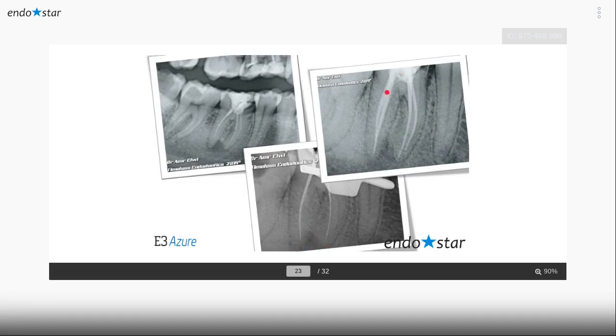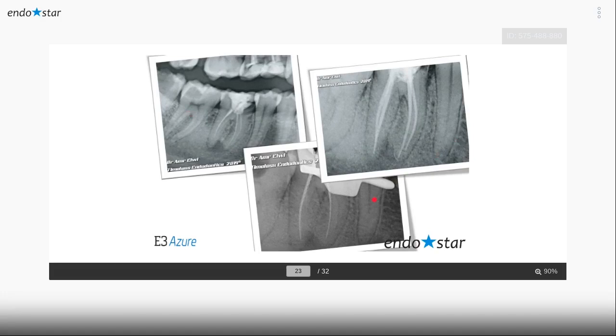So I continued after removing and copious irrigation all over the canal. I continued my work with only E3 Azure. I didn't use C file to open the calcification or anything. I just did a crown down technique. So I returned back to 35, 30 till 25 taper 4. Then I returned back again to 30 taper 4 by E3 Azure. So in my office, I have all three kits, the basic, small, and big, for all these situations.